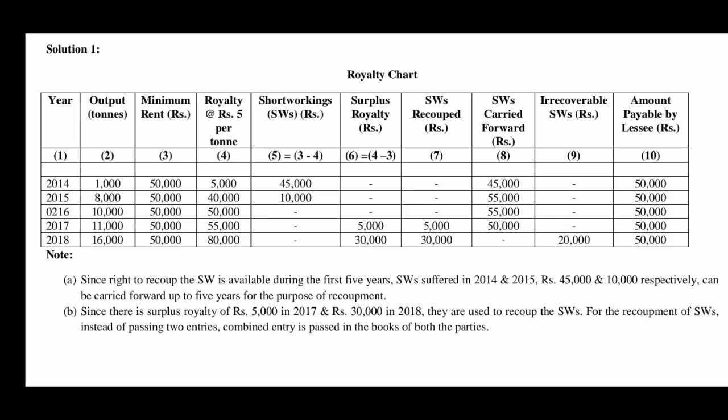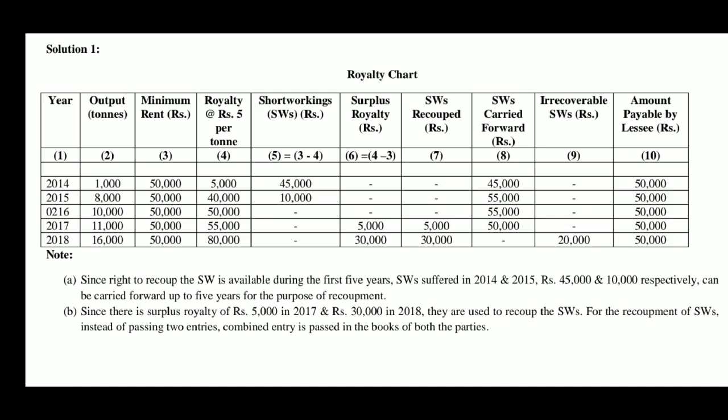Therefore, remember, while making the payment, surplus royalty, if any, is used to recoup the short workings of earlier years, and that will be adjusted. The amount equal to minimum rent is payable in such a year. But after the recoupment, if there is any surplus, that is payable by the lessee to the lessor. See the working note number C.